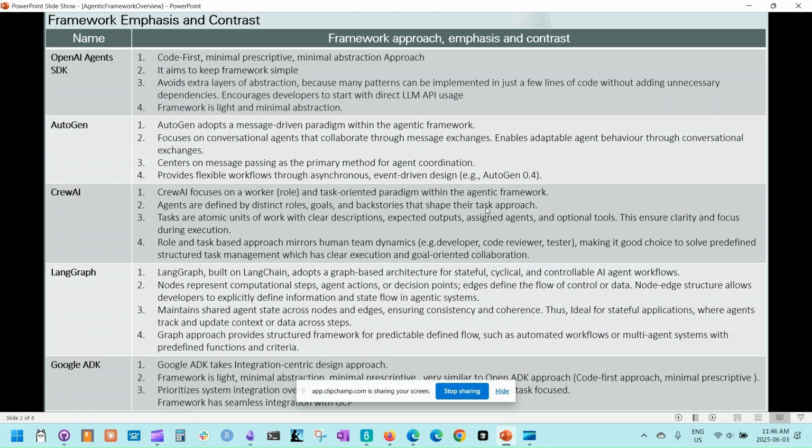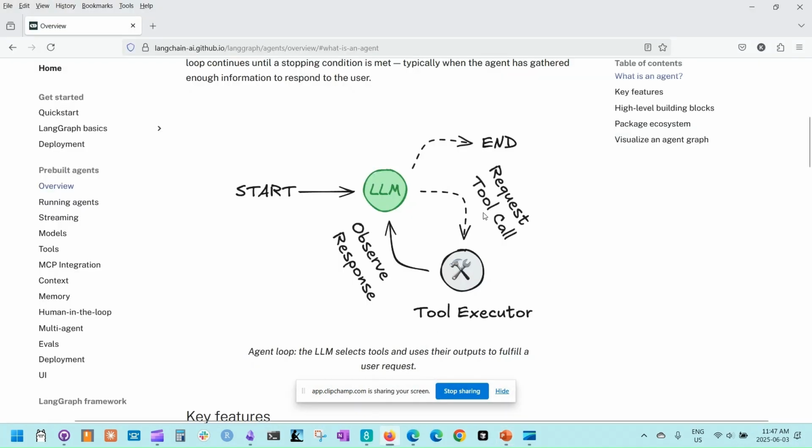So now let's talk about LangGraph. LangGraph uses a graph-based architecture where nodes represent a function or agent action, and edges define how data and the control moves. Think of building an AI agent system like drawing a flowchart. From a diagram perspective, I think the best diagram I could see was the one on the LangGraph site. So if you can see here, the starting point is basically a start.